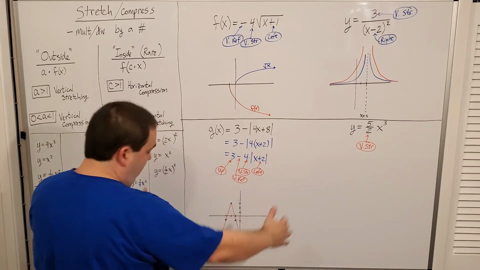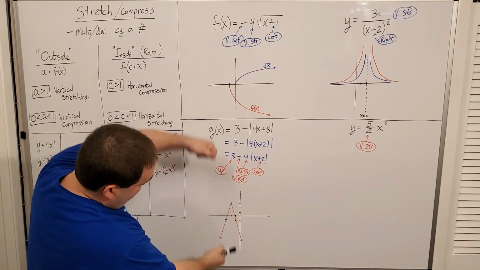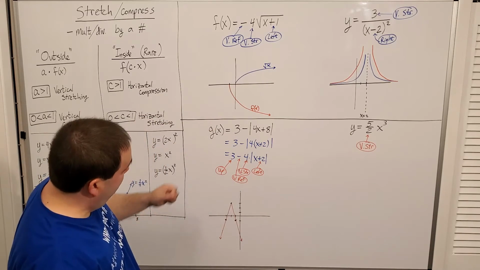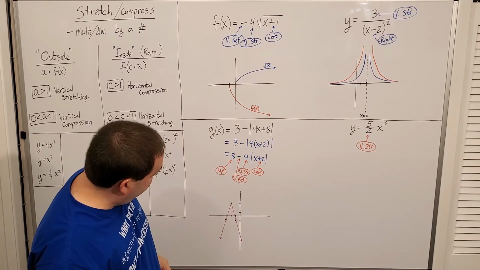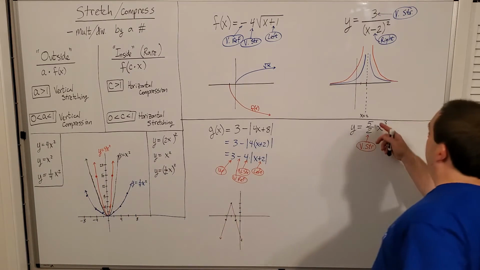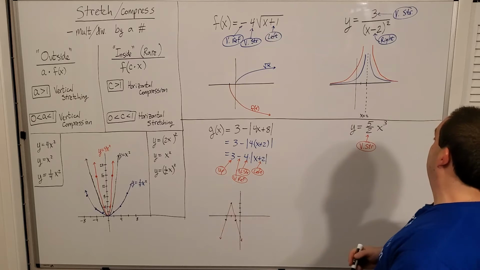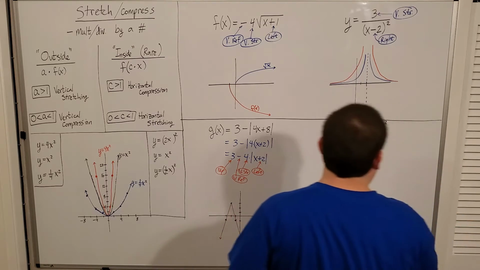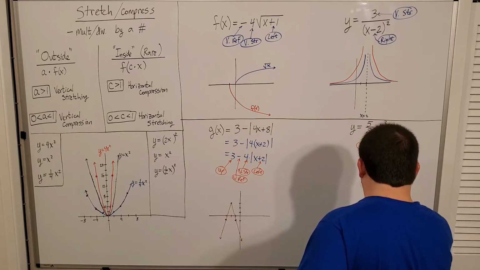So you can see it is squished horizontally, but it is stretched vertically. And it's facing down because of the negative. Over here, the vertical stretch 5/2 for x to the third, it's not shifted at all. It's not reflected at all.